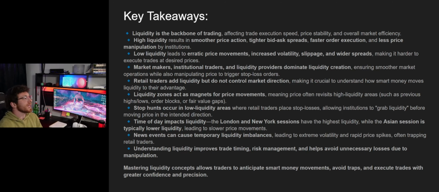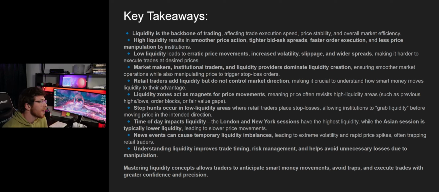So key takeaways from the last slide. Liquidity is the backbone of trading, affecting trade execution speed, price stability, and overall market efficiency. High liquidity results in smoother price action, tighter bid-ask spreads, faster order execution, and less price manipulation by institutions. Low liquidity leads to erratic price movements, increased volatility, slippage, and wider spreads, making it harder to execute trades at desired prices.